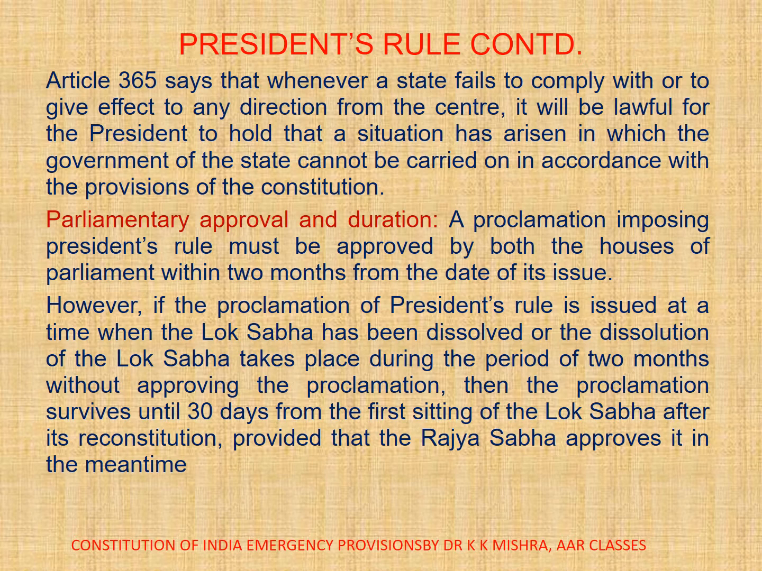Now, this actually requires parliamentary approval before President's Rule is imposed. So here I will be talking about parliamentary approval and duration of the President's Rule when imposed in any state. A proclamation imposing President's Rule must be approved by both the Houses of Parliament within 2 months from the date of its issue.